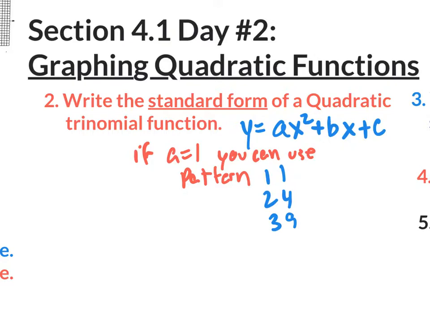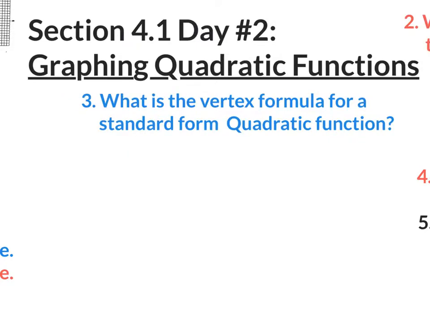ax squared plus bx plus c. You need to know this in order to find the vertex, because that's the only way you're going to be able to find the numbers that belong in the formula itself. So let's go to that next question. What is the vertex formula for a standard form quadratic function?